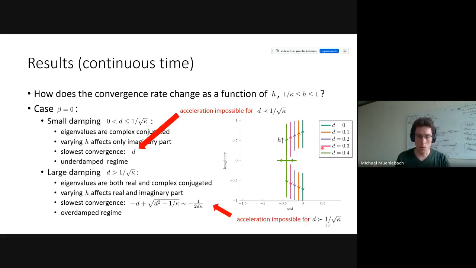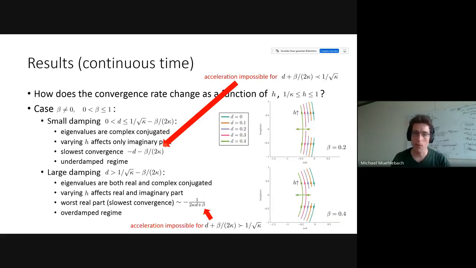But what we can conclude, because we're only interested in the scaling of the worst real part of the eigenvalues as a function of kappa, is that this favorable scaling is only possible if this constant d scales with 1 over the square root of kappa. So if the damping is too small or the damping is too large, there's no acceleration.